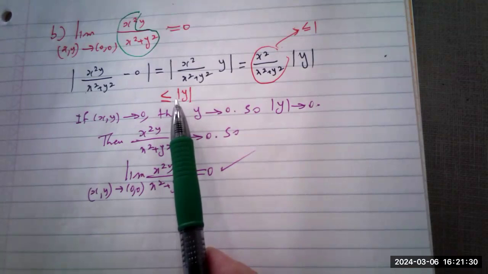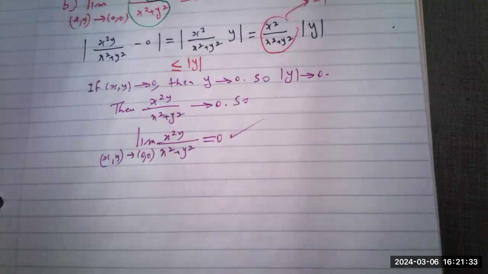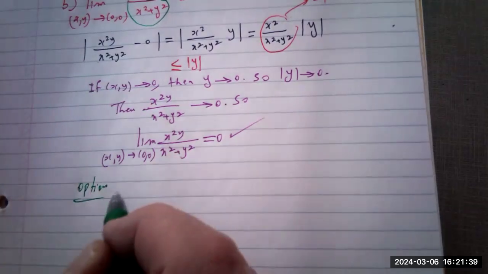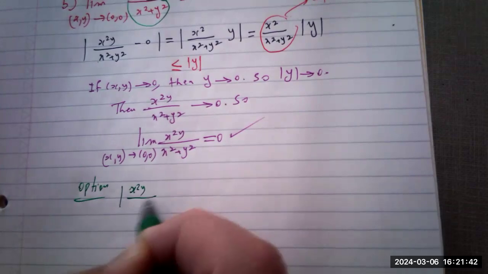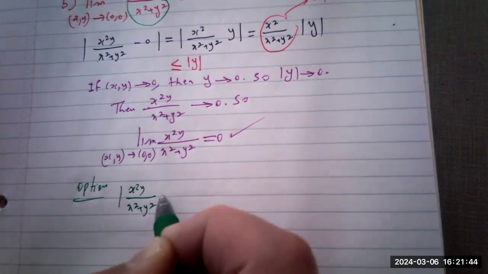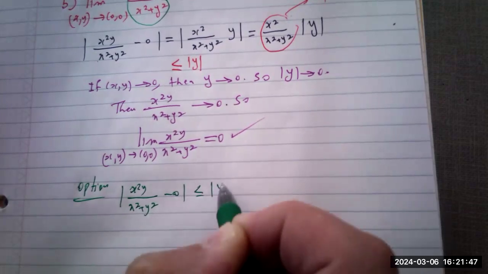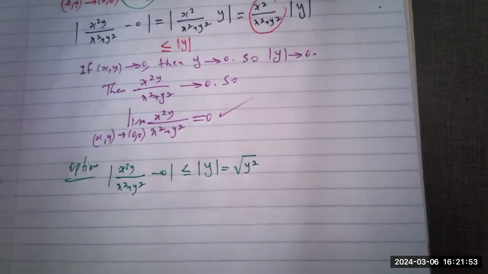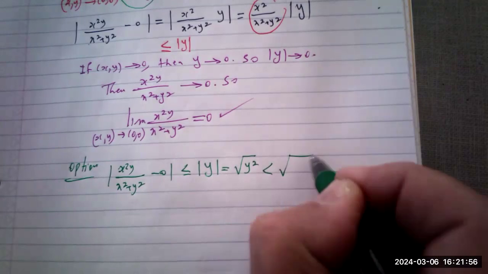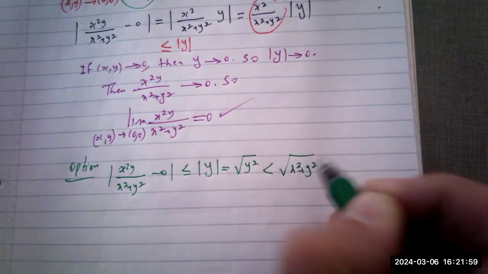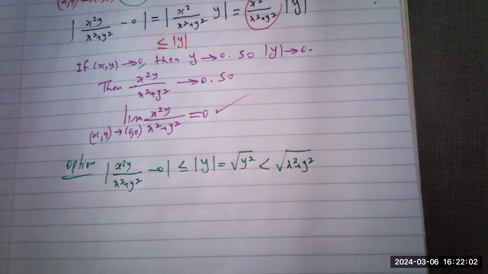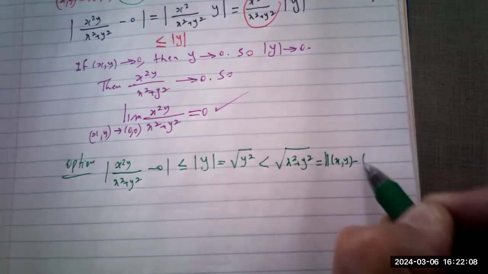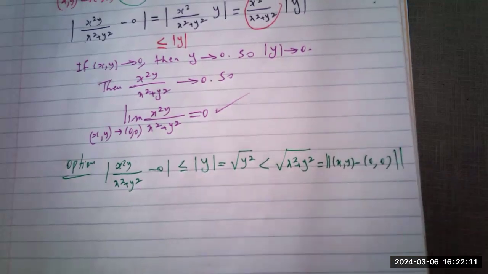But if you like to go to option 2, continue. I explain this one too for you because this is y. So the option is you take it from here: the absolute value of x squared y over x squared plus y squared minus 0 is less than or equal to the absolute value of y. But the absolute value of y would be radical y squared this time, and radical y squared is less than or equal to radical x squared plus y squared. And that's exactly the norm of x comma y minus 0, 0. That will give you the result right away.